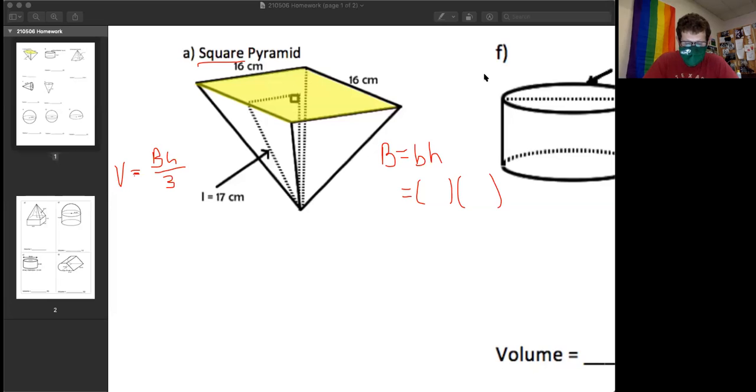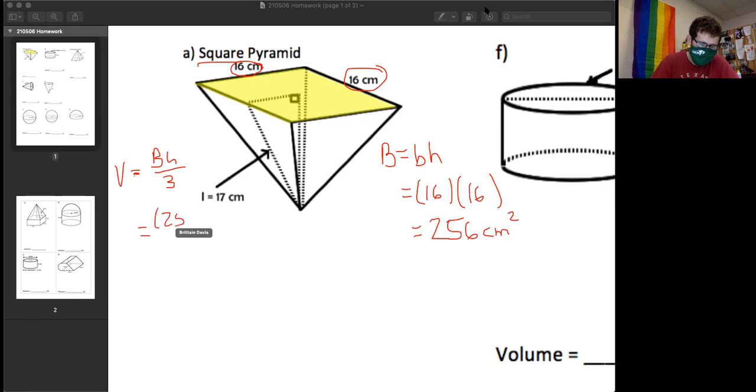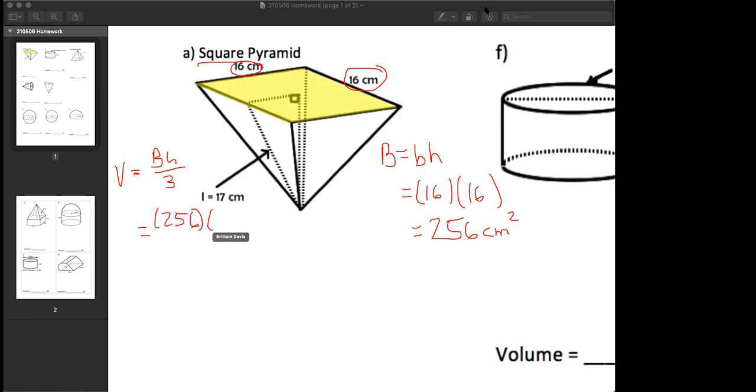What is the base and height of this square? Because this is a square, we have 16 centimeters for the base. It doesn't matter which one I call the base. And 16 centimeters for the height right there. So finding the area of the base is pretty straightforward. In fact, I'm not going to worry about doing this calculation. You should be able to handle this. 16 times 16 is 256, and that's going to be centimeters squared. Okay, so now we can plug that in. That's 256 times the height.